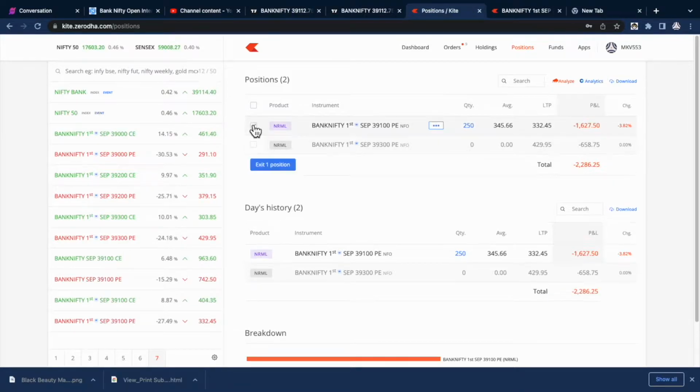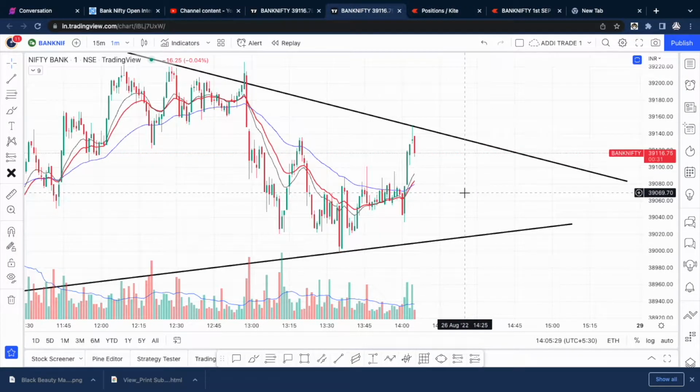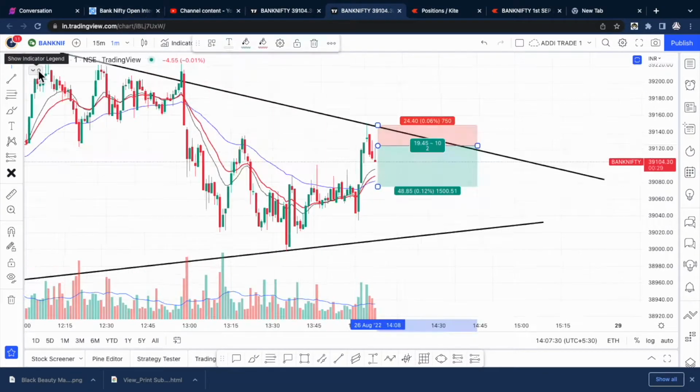See, morning there was a very good entry for 39,300 PE, but our stop loss hit, so we just exited and was waiting for this complete structure to be formed, A, B, C, D, E, make a lower high, and then we'll enter.